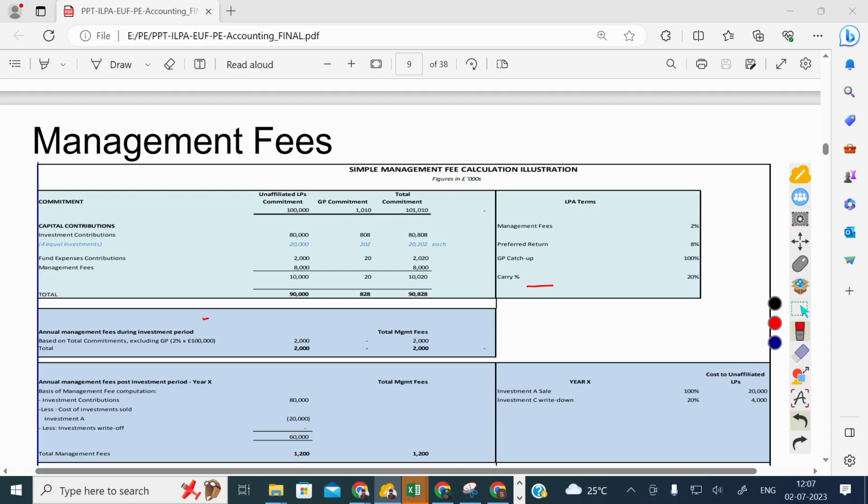See, the base is 1 lakh euros, where you can see 1 lakh euros here. Commitment, 2%, and here they have mentioned it is excluding GP's contribution. So it means GPs will not pay the management fees. Sometimes they get exceptions as well, sometimes not, but that depends on, as I said, it's a customized investment plan.